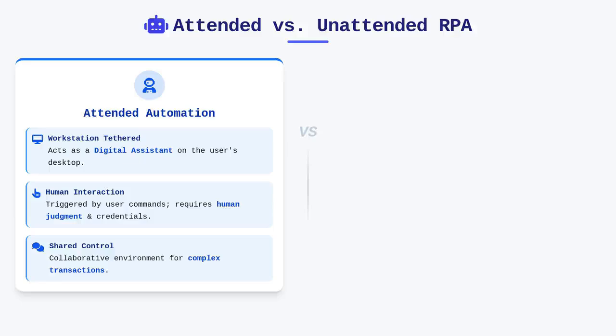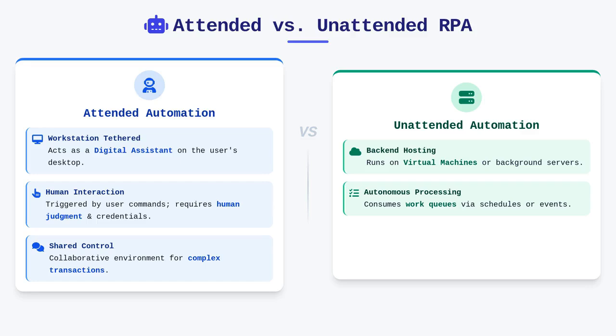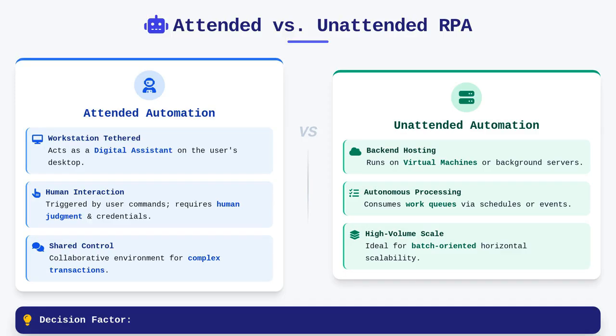Conversely, unattended RPA executes autonomously, often running on dedicated virtual machines or background servers where no human presence is expected. These bots consume a queue of work and process it according to a defined schedule or event-driven architecture, making them indispensable for high-volume background tasks. Choosing between these two requires a careful assessment of your business processes, particularly regarding the need for human oversight versus the demand for batch-oriented horizontal scalability.